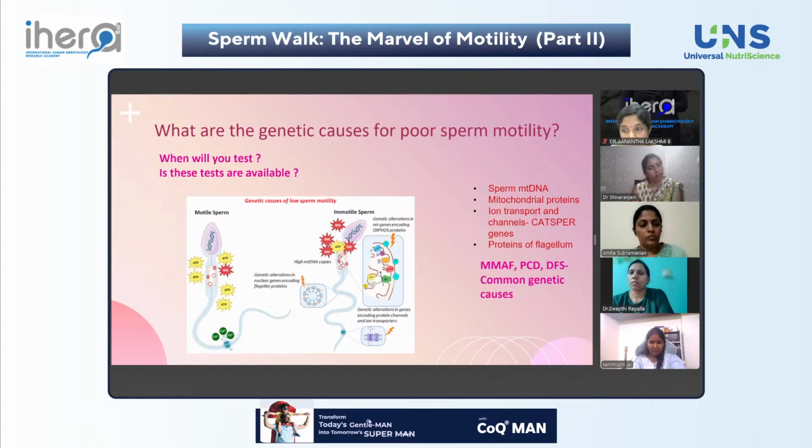But if it is less than 5% motility and we couldn't find any other cause, then we have to do genetic testing. So the most commonly done tests are karyotyping, Y chromosome microdeletions, and also CFTR genes. The commonly seen genetic conditions would be MMAF, that's multiple morphological anomalies of the flagella.